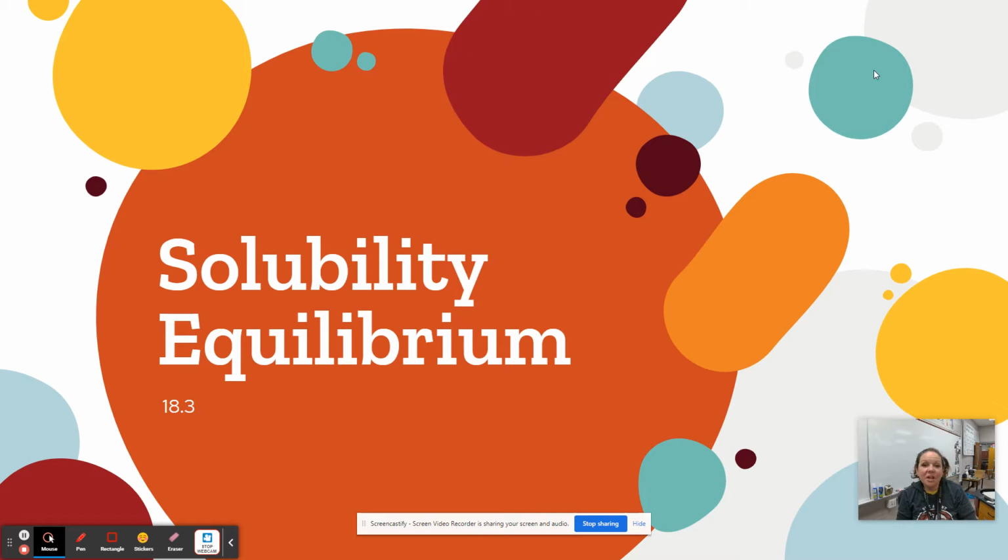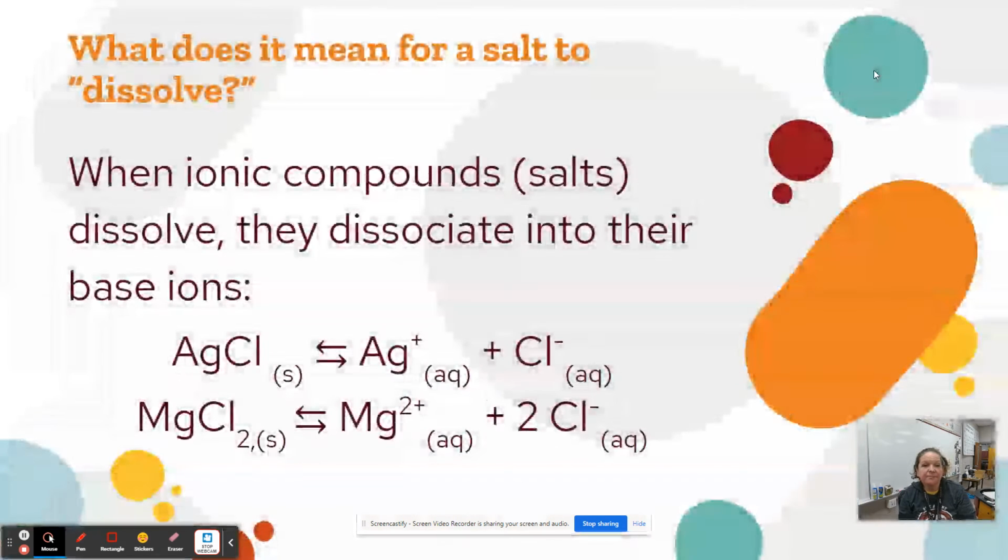Alrighty, so today we are going to talk about the solubility equilibrium and what that means. What does it mean for a salt to dissolve? We also call this process dissociation. When an ionic compound, otherwise known as a salt, dissolves, it begins to dissociate or separate into its separate ions. Remember that an ionic compound is composed of two ions, a metal, which is a positive ion, and a nonmetal, which is a negative ion.